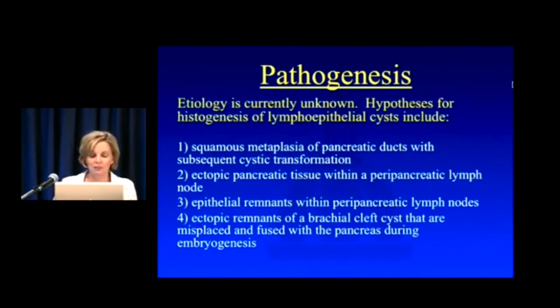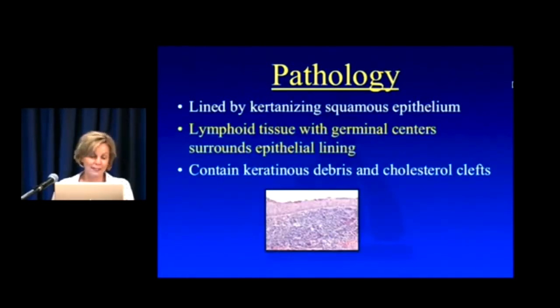There's different hypotheses. One of the things they show in pathology is they have squamous cells. So they think it may be squamous metaplasia of the pancreatic ducts that then undergoes cystic transformation. Some people argue it could be ectopic pancreatic tissue within lymph nodes. Could be epithelial remnants within the peripancreatic lymph nodes. Or it could be ectopic remnants of these branchial cleft cysts that are misplaced or fuse abnormally with the pancreas or near the pancreas during embryology. So what is specific about them?